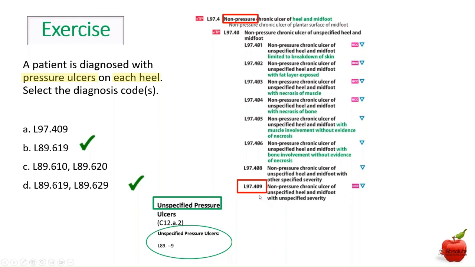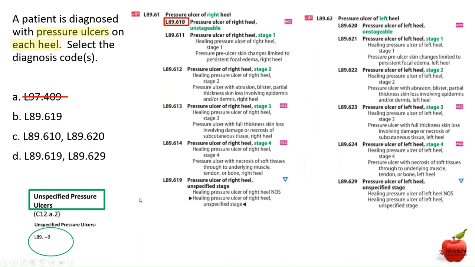So L97.409, that is eliminated. We continue on and we take a look at L89.61. This is a pressure ulcer of the right heel, but it is unstageable. There's no reference to it being unstageable.